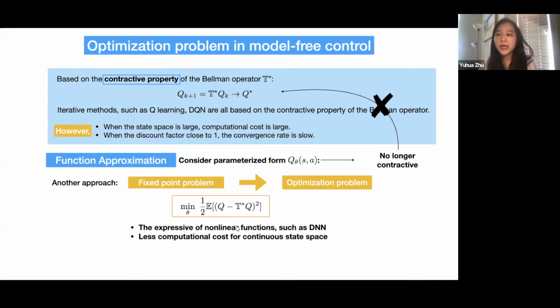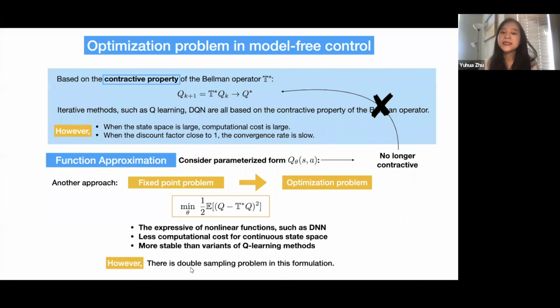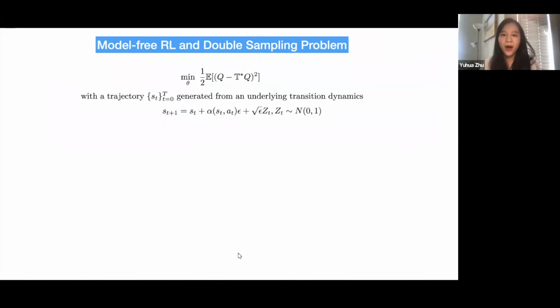For continuous state space or large state space, instead of representing the Q by a high dimensional vector, the function approximation can save us a lot of computational cost. Besides, this optimization problem can be more stable than iterative methods. However, this formulation has this so-called double sampling problem. I will explain why in this slide.